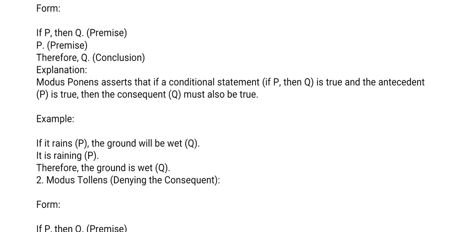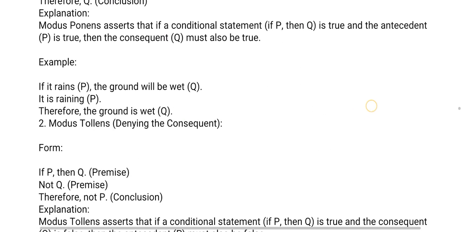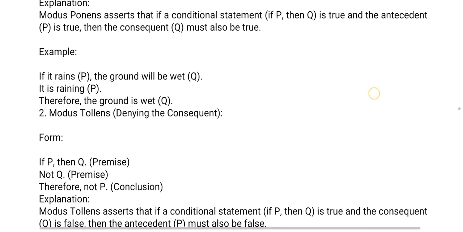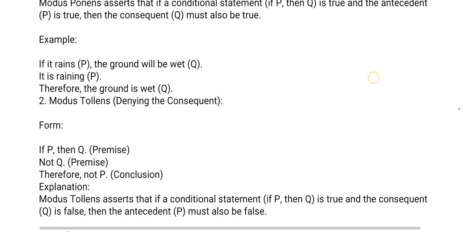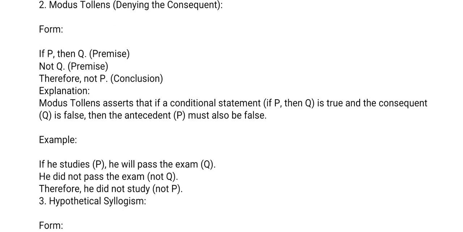Then modus tollens, denying the consequent. If P, then Q. Not Q. Premise. Therefore not P. Conclusion. Explanation: modus tollens asserts that if a conditional statement, if P then Q, is true and the consequent Q is false, then the antecedent must also be false. Example: if he studies (P), he will pass the exam (Q). He did not pass the exam, not Q. Therefore, he did not study, not P.